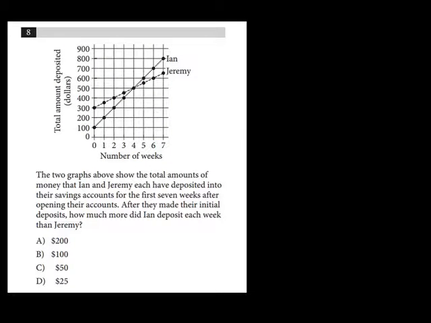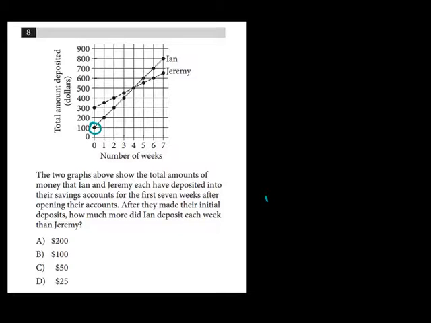The next question is, the two graphs above show the total amounts of money that Ian and Jeremy each have deposited into their savings account for the first 7 weeks after opening their accounts. After they made their initial deposits, how much more did Ian deposit each week than Jeremy? So first of all, looking at this graph, we can see that Ian started with $100 and Jeremy started off with $300. So obviously Jeremy starts out ahead with money.